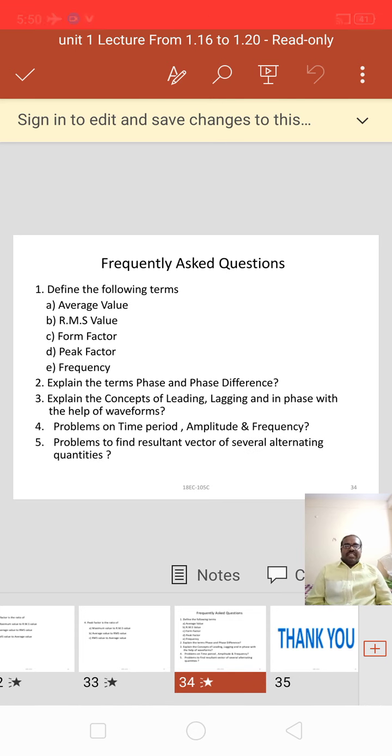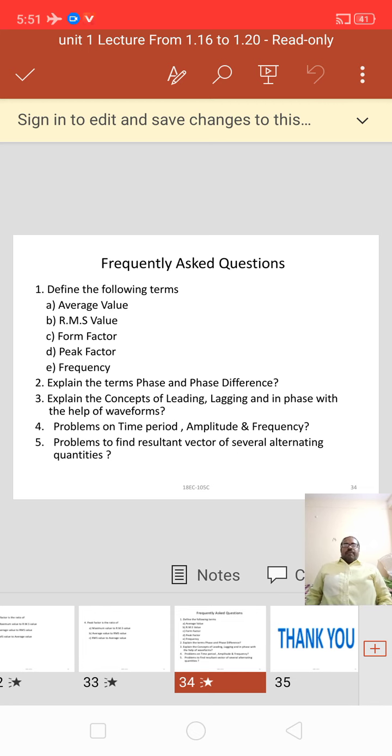Here I have given some frequently asked questions in exams. Define the following terms: average value, RMS value, form factor, peak factor, as well as frequency. Second question, explain the terms phase and phase difference with the help of diagrams or waveforms. Explain the concepts of leading, lagging, and in phase with the help of waveforms.